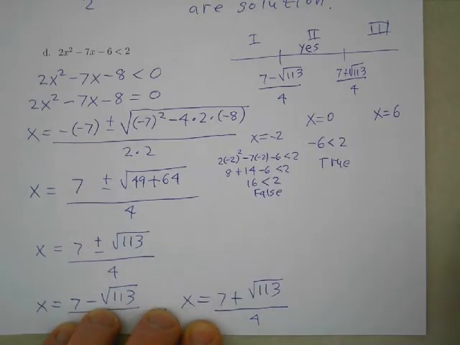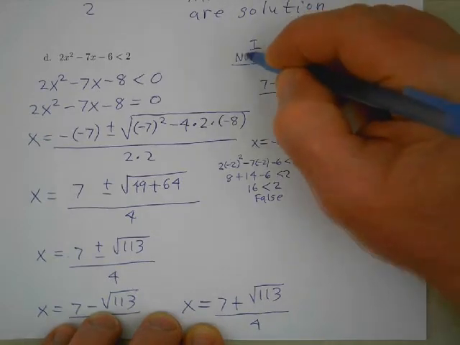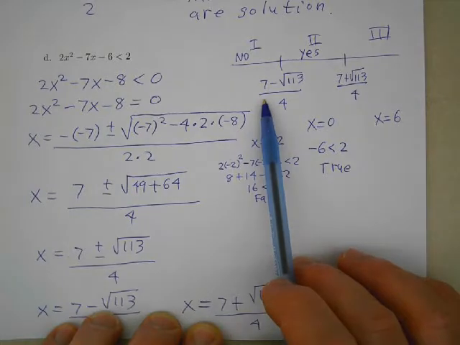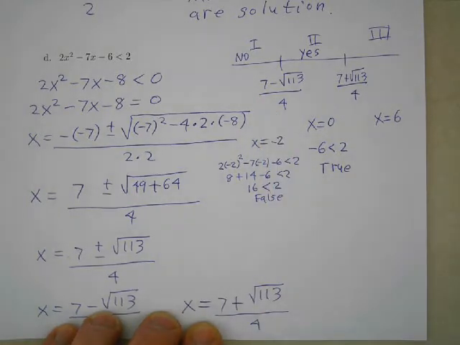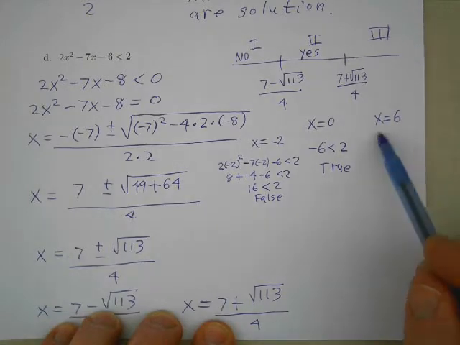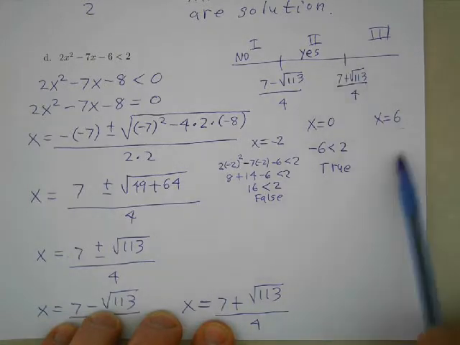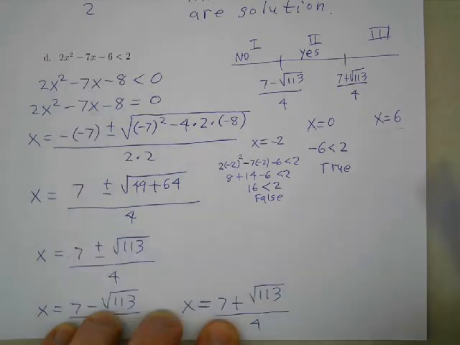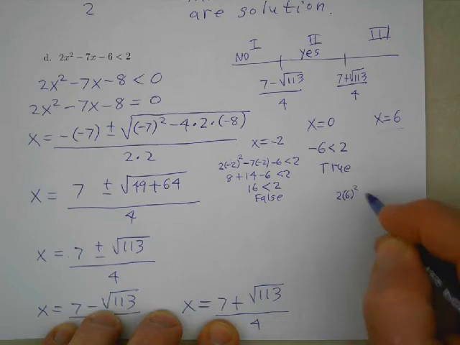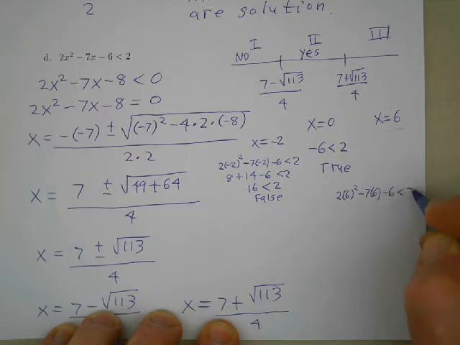So none of the numbers in that interval on the left from negative infinity up to 7 minus the square root of 113 over 4 are solutions. And then the interval on the right, 6 is bigger than that number. So when we replace every x in the inequality with 6, this time we get 2 times 6 to the second minus 7 times 6 minus 6 less than 2.